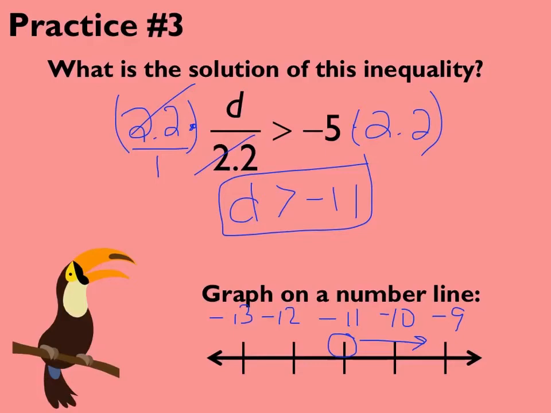The solution to practice problem number 3 is that d is greater than negative 11. Notice in this inequality we multiplied each side by a positive number, so we don't switch the direction of the inequality symbol. On the number line, we show this with an open circle over negative 11 and an arrow going to the right to show values that are greater than negative 11.